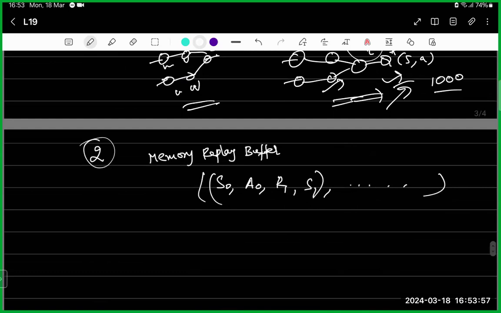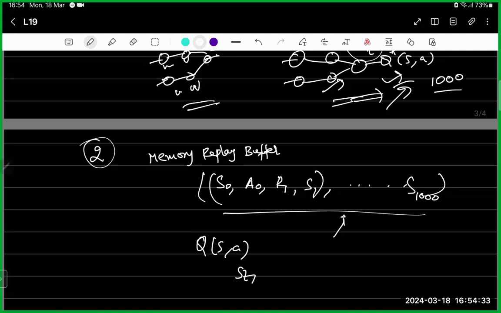What the memory replay buffer says is, you store the last, let's say, 1,000 state-actions that you took, from S_1 to S_1000, or S_t down to S_{t-1000}. You store the last 1,000 interactions you had with the environment. And while deciding which (S, A) you want to update next, you don't update the Q of (S, A) for your next state, but take one of these last 1,000 interactions and sample one state-action pair (S, A) randomly among them.